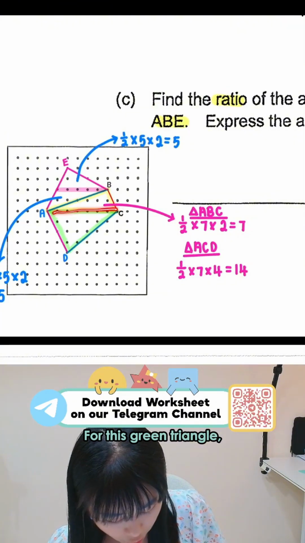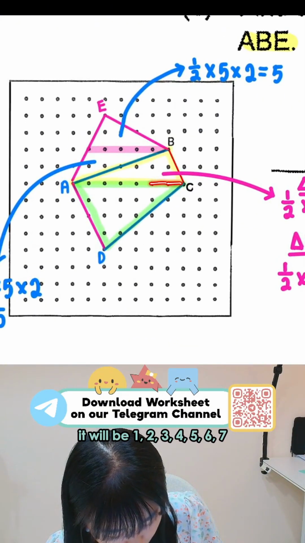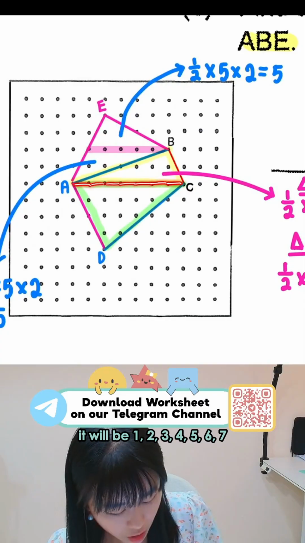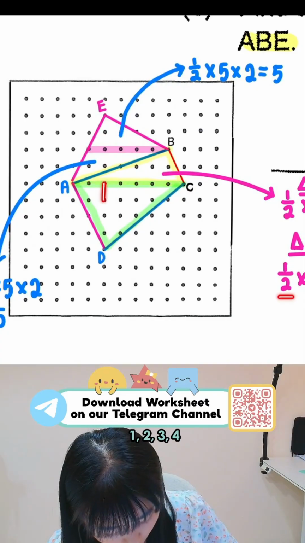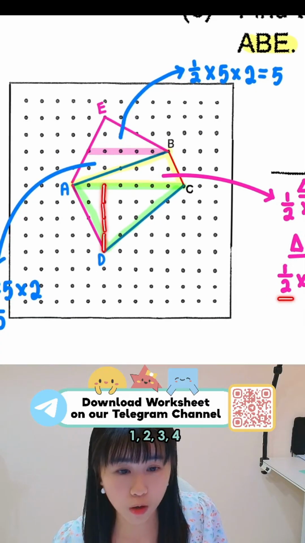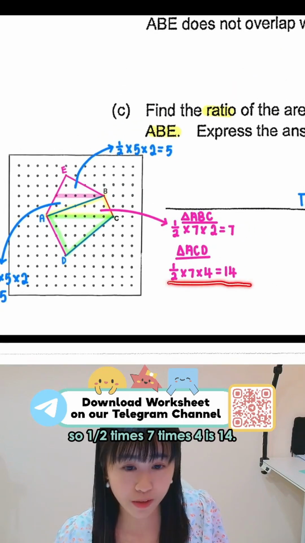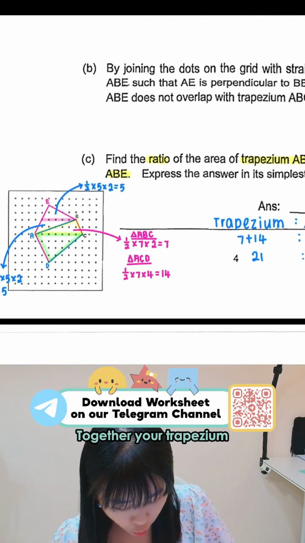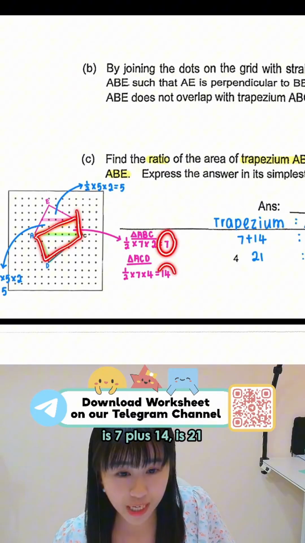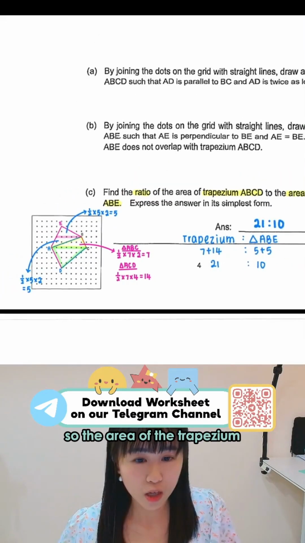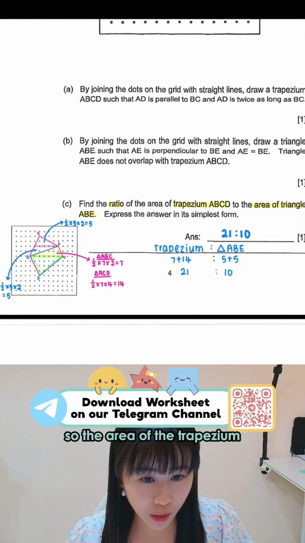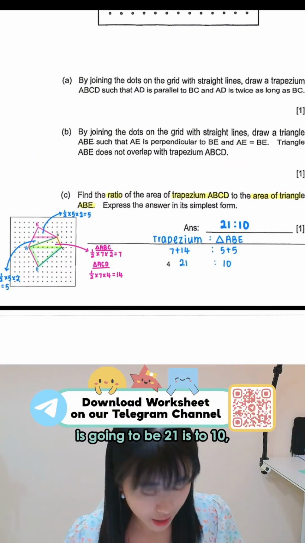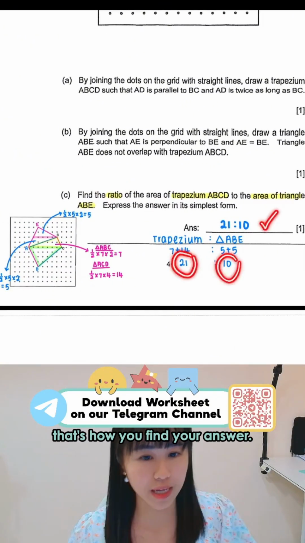For this green triangle, the base is 1, 2, 3, 4, 5, 6, 7. So half times 7 times the height, 1, 2, 3, 4. 4 for your height. So half times 7 times 4 is 14. Together, the trapezium is 7 plus 14, which is 21. So the area of the trapezium to the triangle is 21 is to 10. That's how you find your answer.